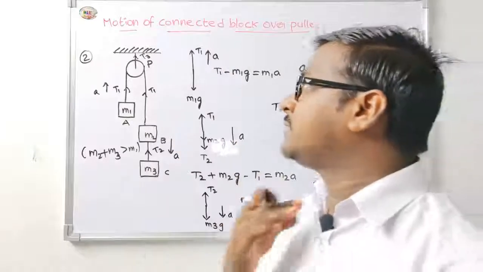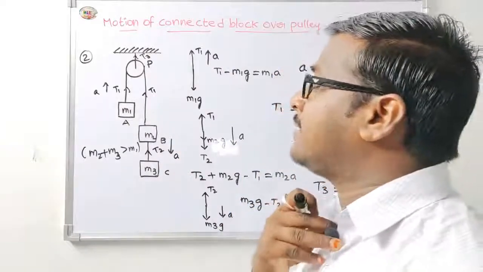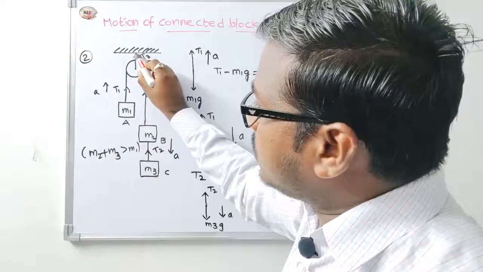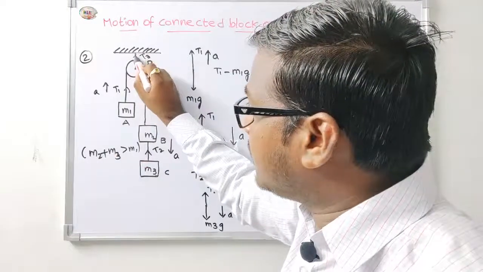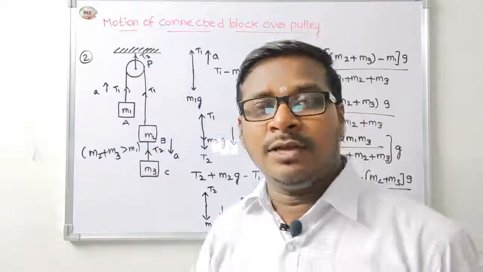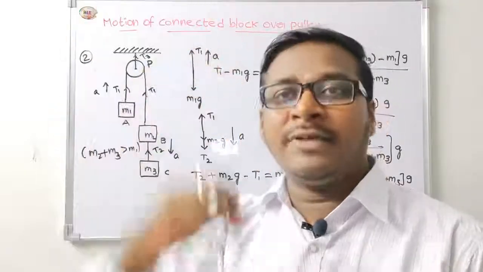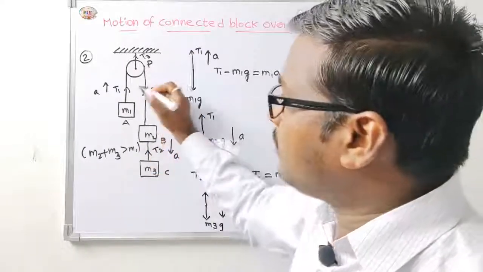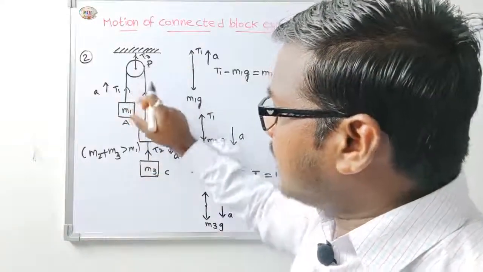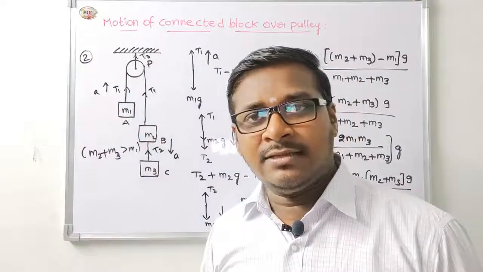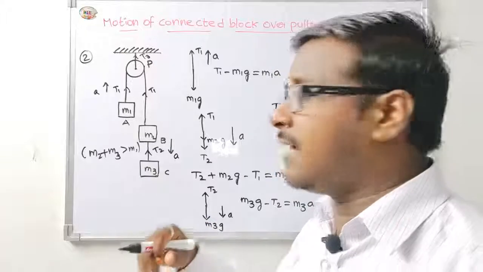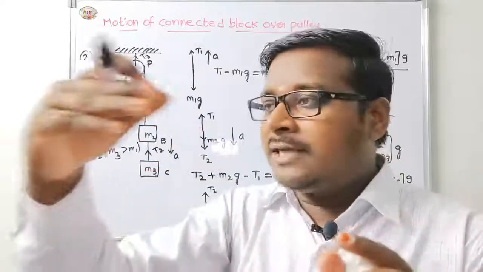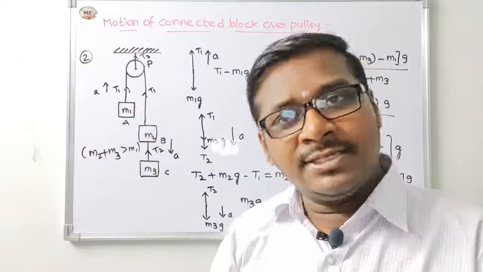So very simple. Let us consider one end of the string connected to the pulley, and the other end of the string fixed to a support, like the roof of a tower. Three blocks of masses m1, m2, m3, the blocks A, B, C, are connected and passing over a pulley. One block is hanging on one side, and the other two blocks are hanging on the other side, connected by a string.